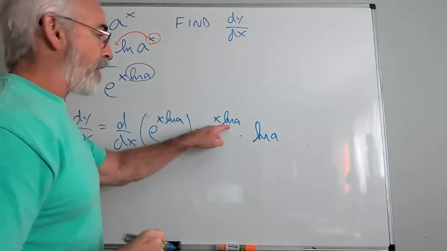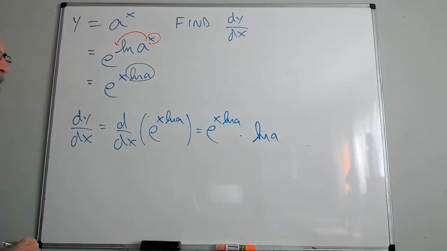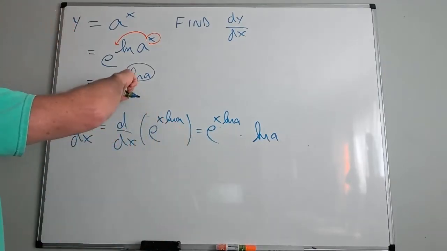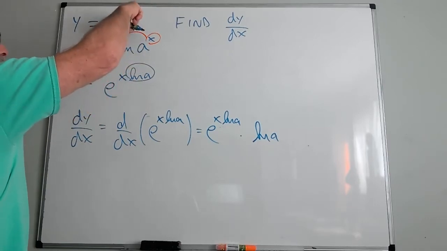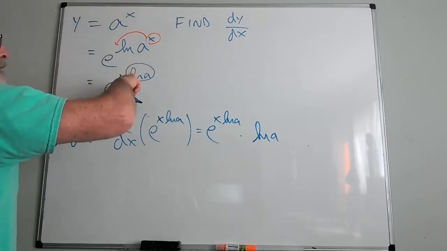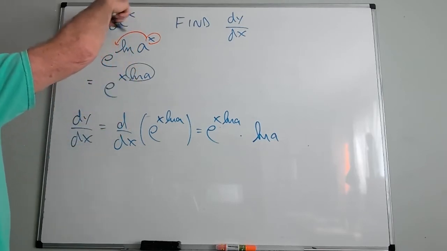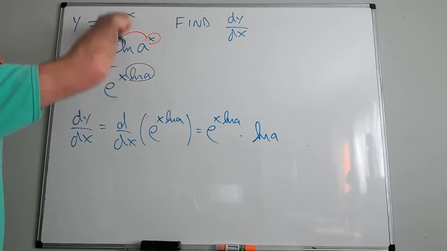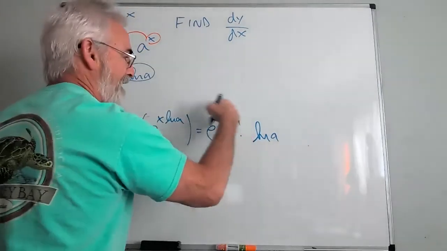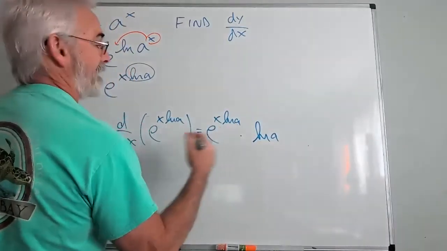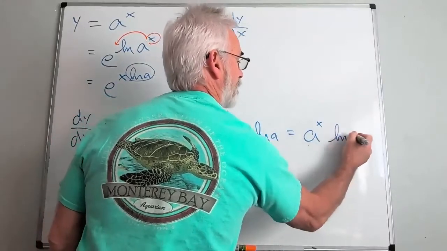So if that was log 7, then this would be x times log 7. No big deal. Now what? Well, didn't e to the x log a come from a to the x? A to the x and e to the x log a, we just showed, are exactly the same things. I cannot differentiate this one, but I can differentiate this one. That's why we rewrote it. But now I want to go back. So that is just a to the x. So the answer is a to the x log a.